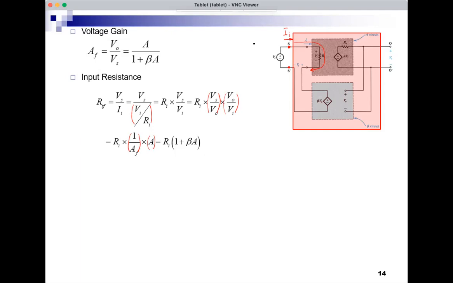So the input resistance of the feedback amplifier, the red amplifier, is equal to the input resistance of the original amplifier without feedback times 1 plus beta A. And we know that for negative feedback, beta A is positive and 1 plus beta A is larger than 1 and maybe much larger than 1. And this means that the input resistance of the feedback amplifier is larger and possibly much larger than the input resistance of the original amplifier.